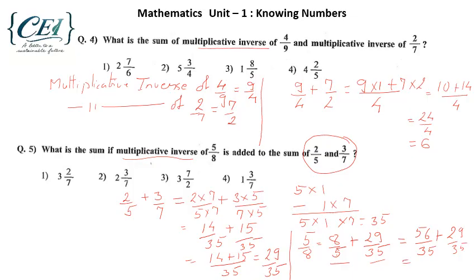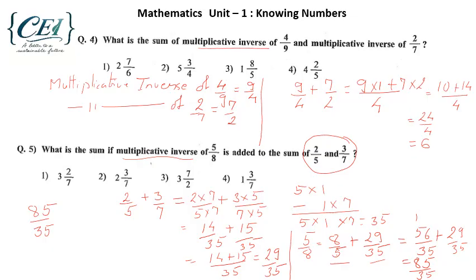So what is the answer? 6 plus 9, 15. Carry over 1. 5 plus 1, 6. 7, 8. So 85 upon 35. Correct? The answer is 85 upon 35.